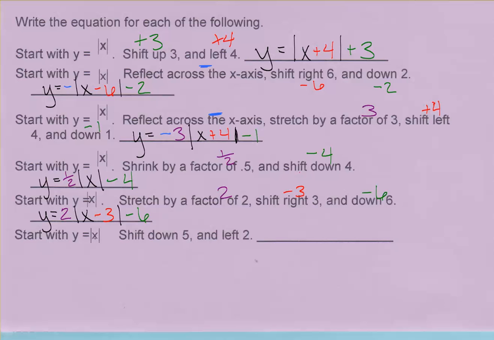The next one we are shifting down 5, so we're going to subtract 5 at the very, very end. And then left 2, whenever we move left, we're actually adding 2. So y is equal to the absolute value of x plus 2, and then minus 5 at the end.